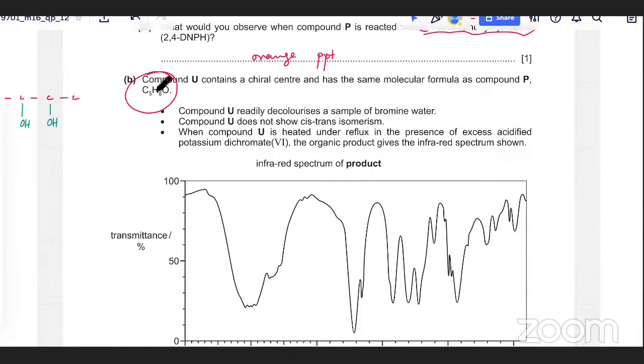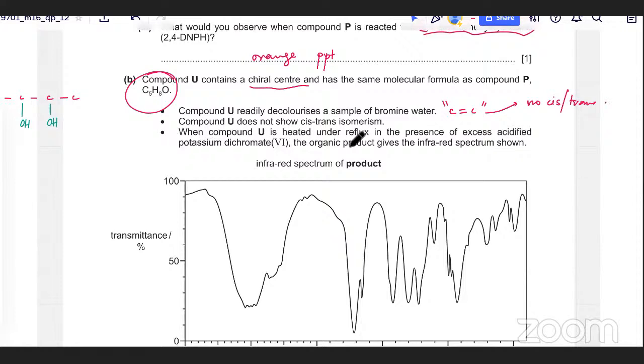That's the formula. And he says, let's underline, U contains a chiral center and has the same molecular formula. We do have the molecular formula. It decolorizes bromine. What does that indicate? Saturated or unsaturated? Unsaturated. Okay, so it has a double bond. So it is chiral and it's got a double bond and does not show cis-trans isomerism. So it has a double bond which should not show cis-trans, because double bonds are the ones that actually show cis-trans.